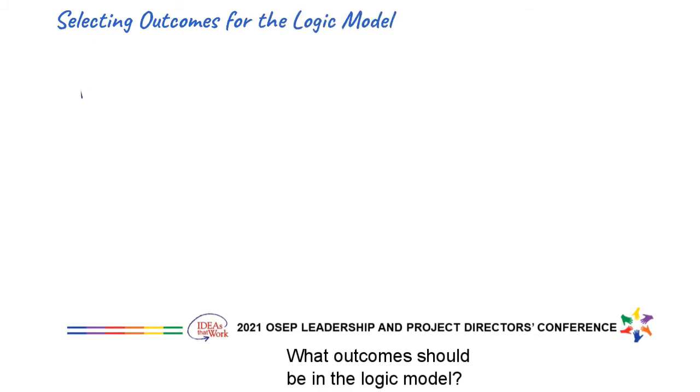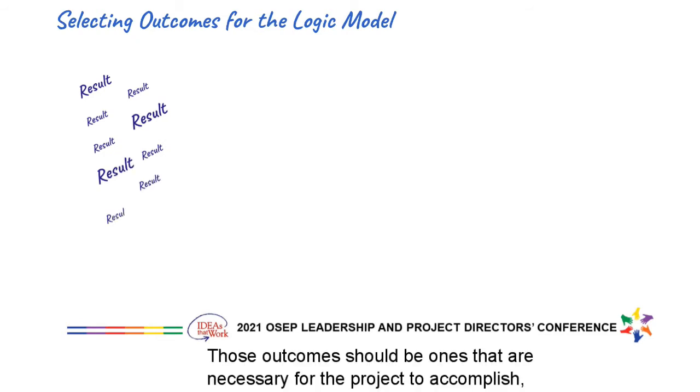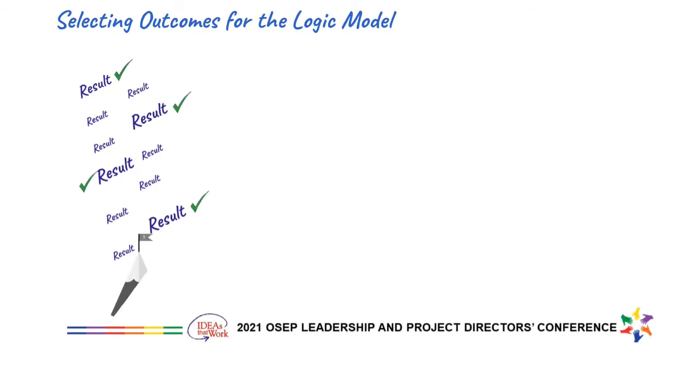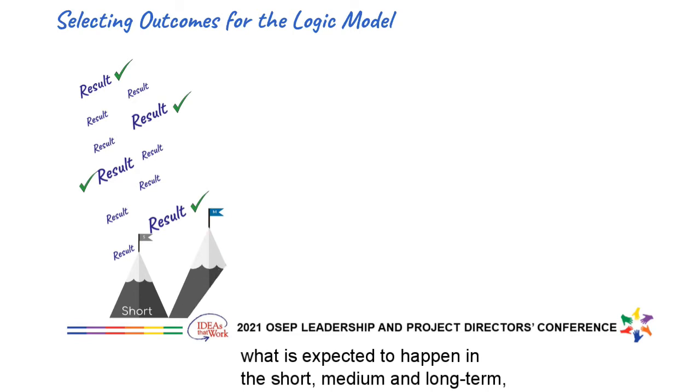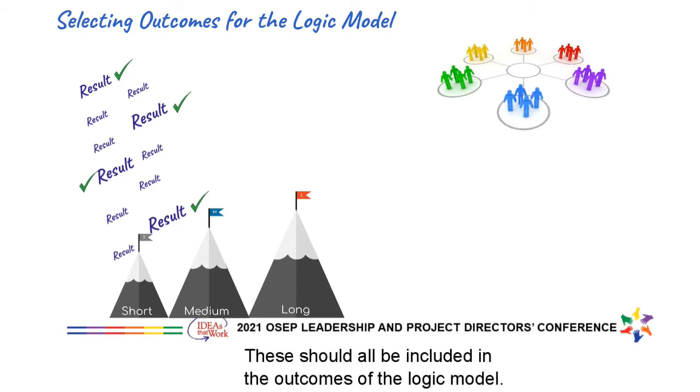What outcomes should be in the logic model? The logic model should include the outcomes that are most meaningful. Those outcomes should be ones that are necessary for the project to accomplish as it moves toward the ultimate project goals. What is expected to happen in the short, medium, and long term, and for all groups that the project worked with? These should all be included in the outcomes of the logic model.